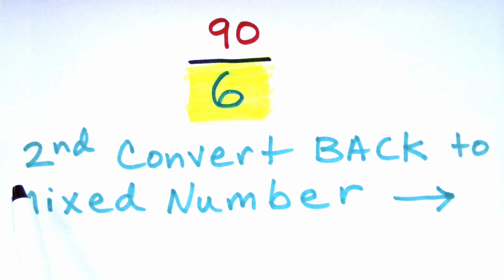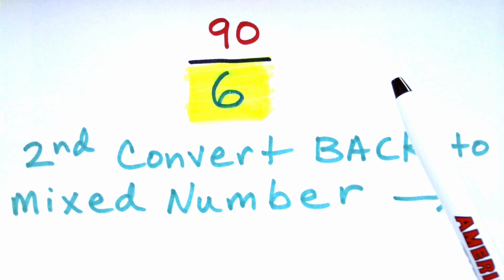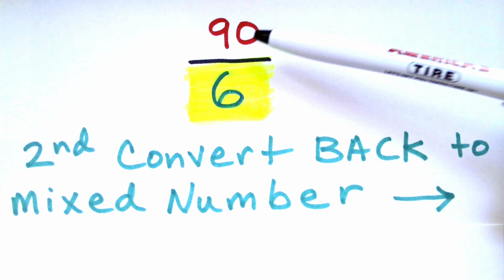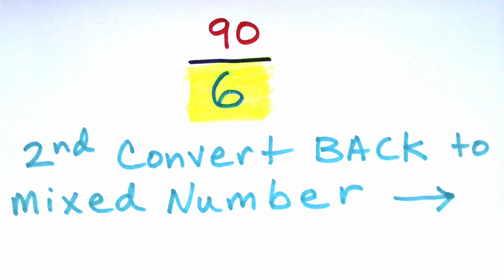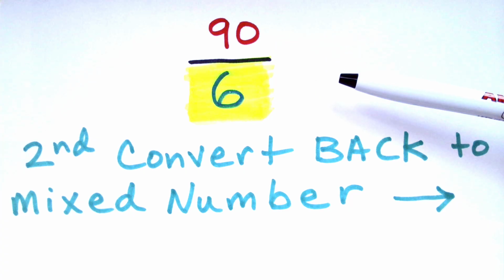So the second thing we want to do after we get our improper fraction multiplied, right? We multiplied the two fractions, 9 over 2 times 10 over 3. Once we get our improper fraction, the second thing you want to do is convert back to a mixed number. But keep in mind, what is 90 over 6 reduced down to? 30 over 2, right? Every fraction is a division problem. What's 30 divided by 2?